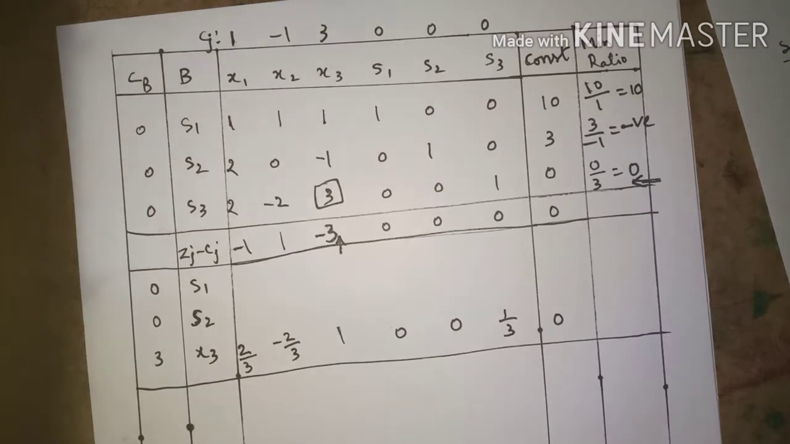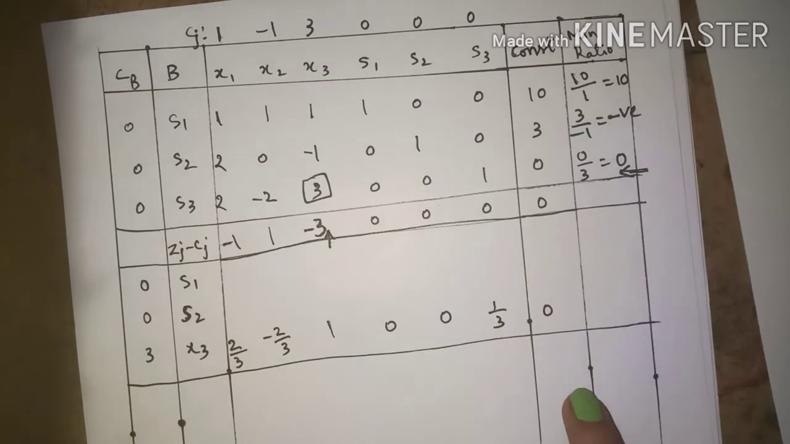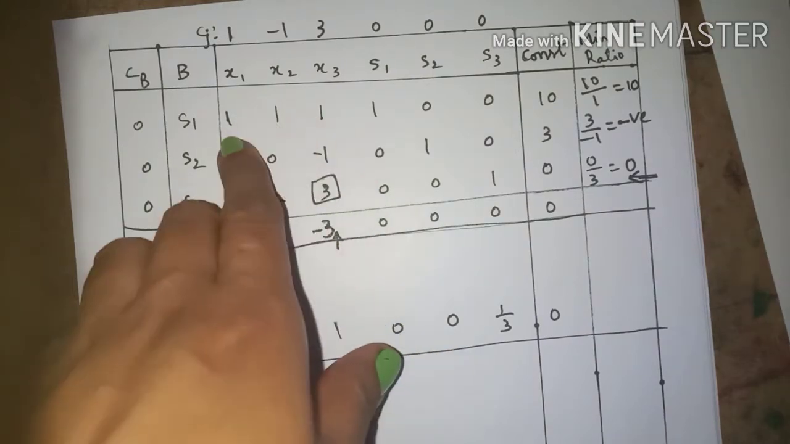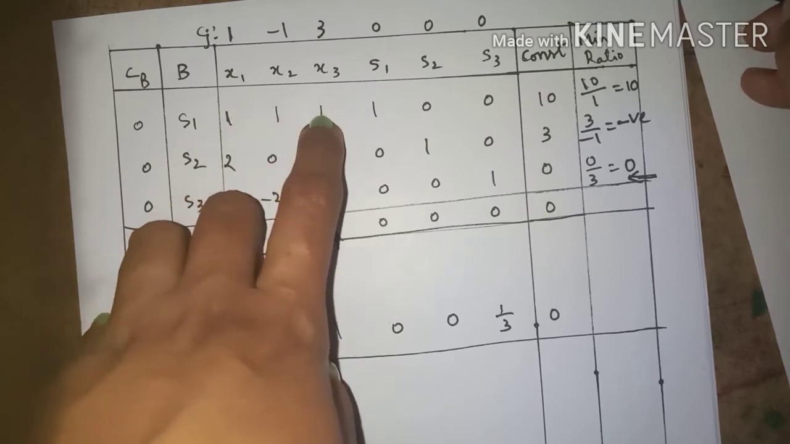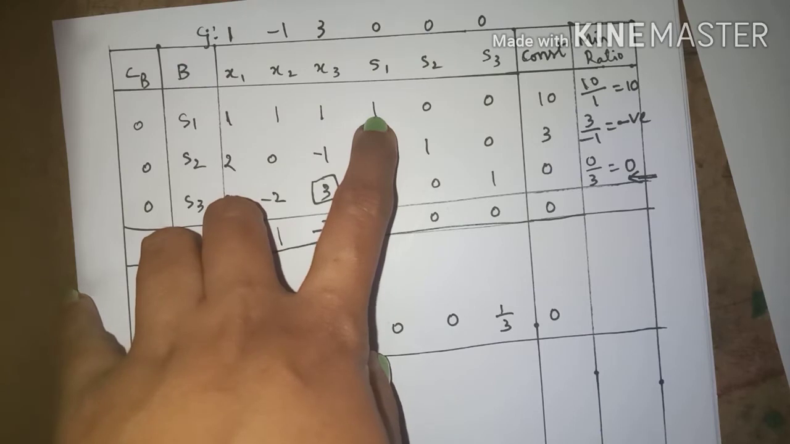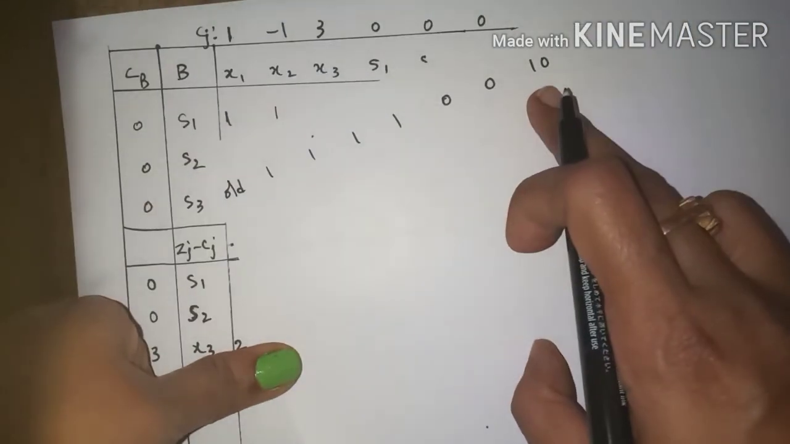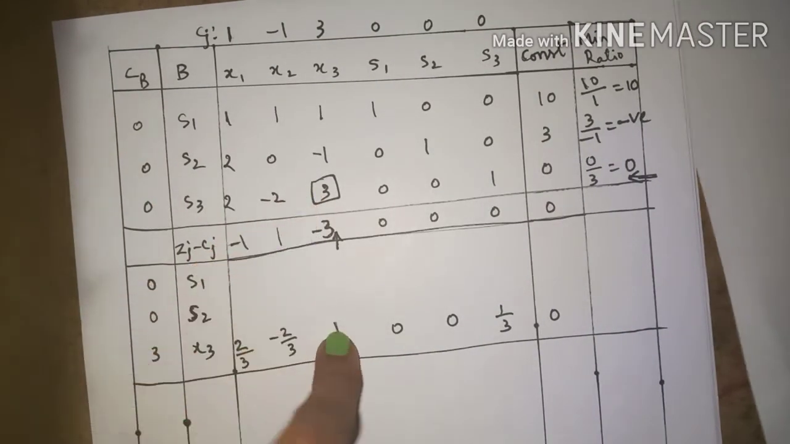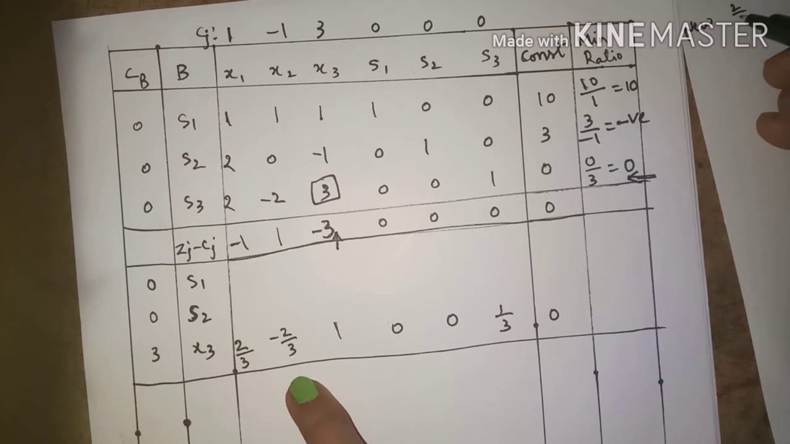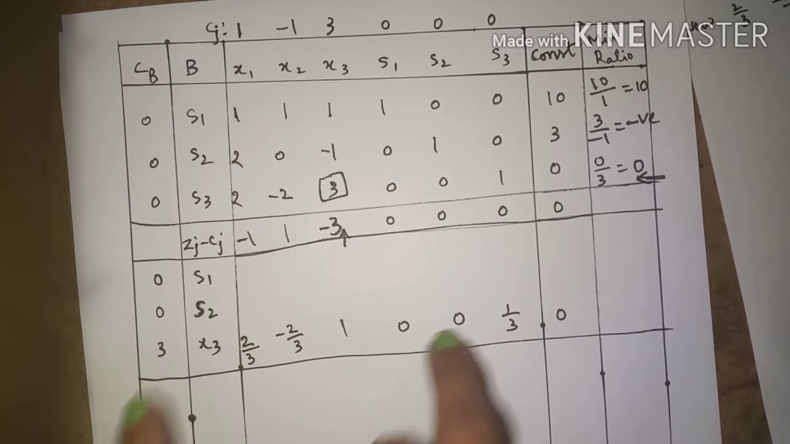After that we have to convert the above elements into zeros by doing some elementary row transformations. To do these transformations, whatever element we are going to convert into 0, that row we should write first. Here this element I am going to convert into 0, and it occurs in the first row. The entire first row I will write: 1, 1, 1, 1, 0, 0, 10. This is the old row. Remember, the row containing the element you are going to convert into 0 is the old row. After converting the pivot element into 1, the row you have got is the new row. The new row is 2 by 3, minus 2 by 3, 1, 0, 0, 1 by 3, 0.